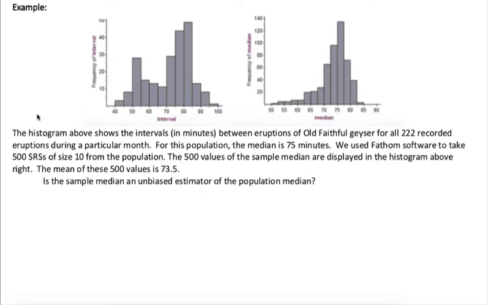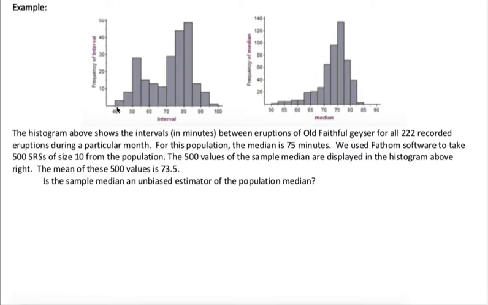But surrounded by this geyser are all these little mini geysers, some of which go off and are bigger than Old Faithful. But it's this idea that in 1 month there were 222 eruptions. So how long did it take from eruption to eruption?